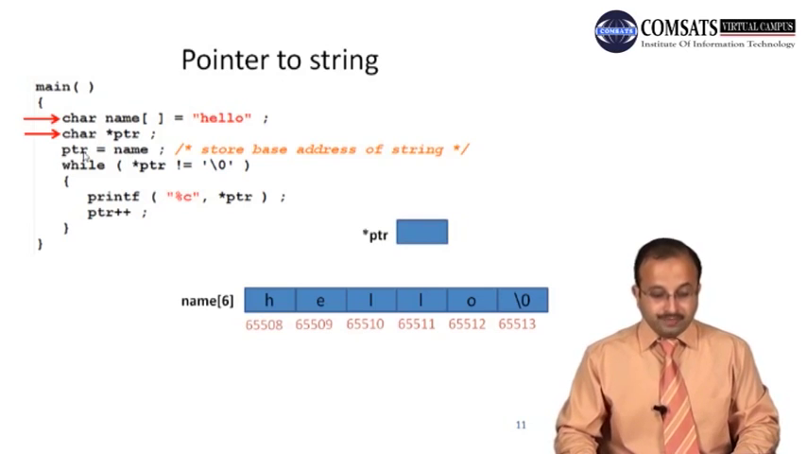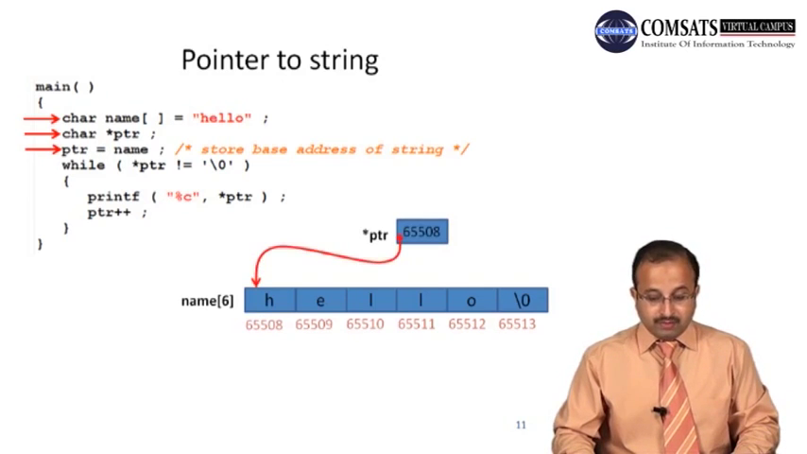So we have a pointer PTR, and when this statement is executed, this address will be assigned to this pointer, that is, it becomes the value of the pointer, and the value of a pointer is always an address, and this means that this pointer points to this memory location. You can see this arrow, that this pointer points to this particular memory location.